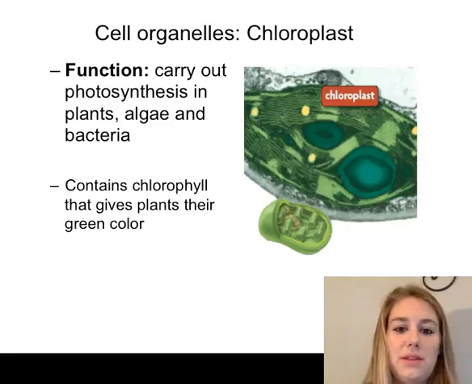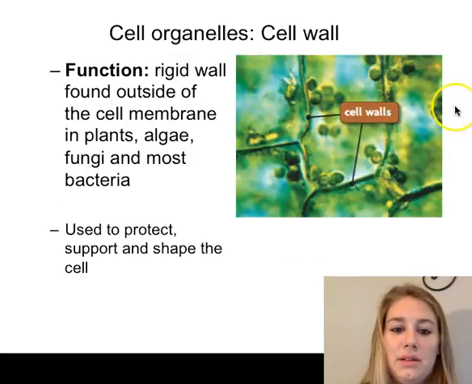Chloroplasts are only found in plant cells, and they carry out photosynthesis in plants that are green, like algae and bacteria. They contain a pigment called chlorophyll that gives plants the color green. Cell walls are also found in plant cells, and they are rigid walls outside of the membrane in plants, algae, fungi, and most bacteria that protect the cell and give the cell its shape. Its shape is always going to be box-like.